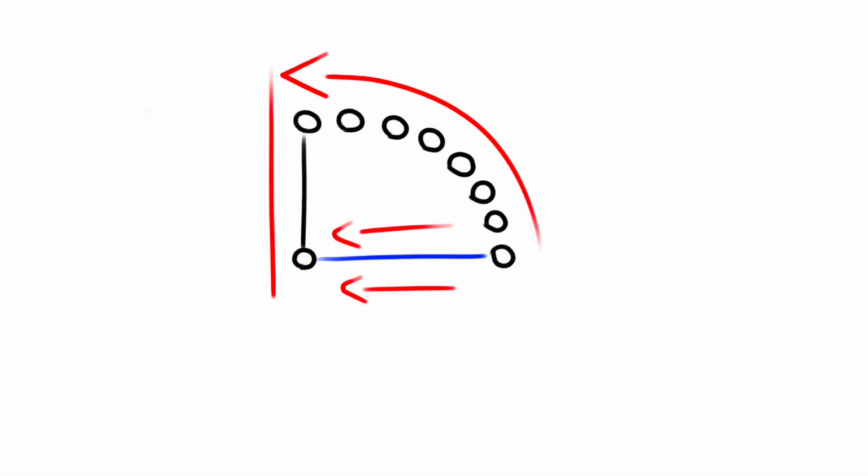And now we get to the neck and the head. Here the blue line shows us the reins.